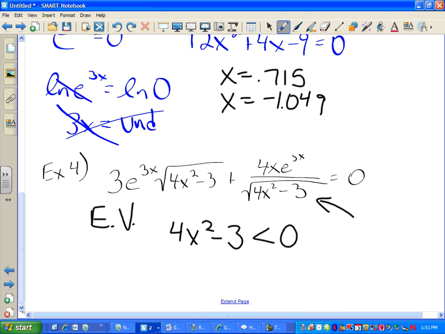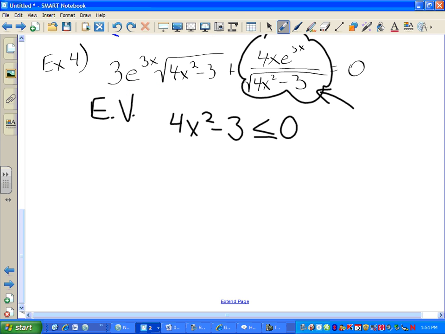What is it? Denominator, we know a denominator cannot equal 0. So not only do we have to exclude the negatives so that we don't take the square root of a negative, we also have to exclude 0 itself. So we're going to come back and put the or equal to sign there, because if the argument of 4x squared minus 3 did equal 0, this fraction right here would end up being undefined, and we can't let that happen either.